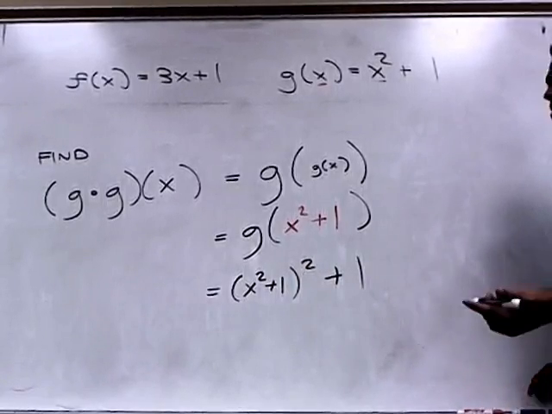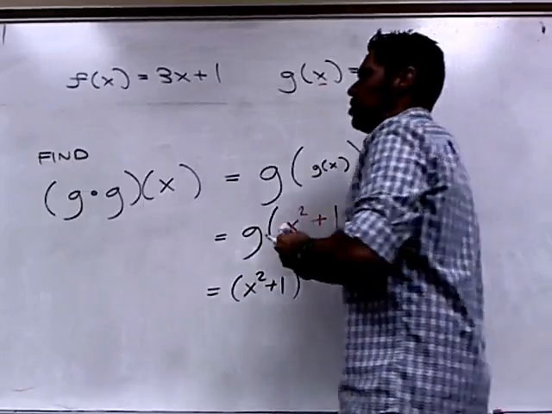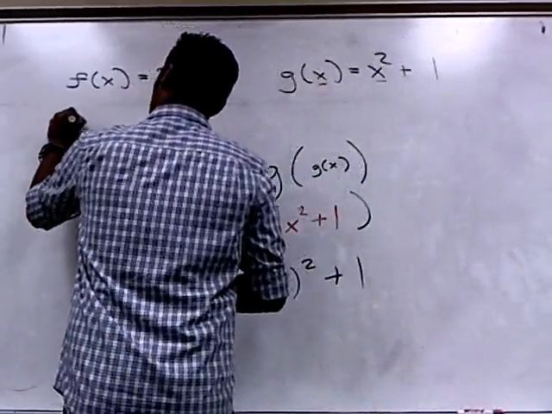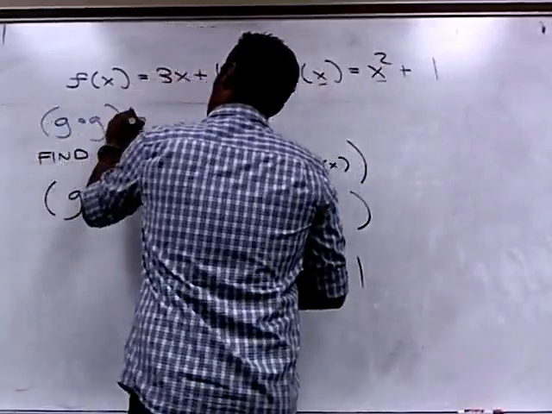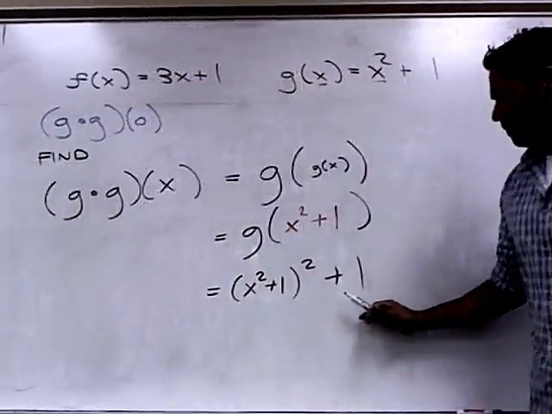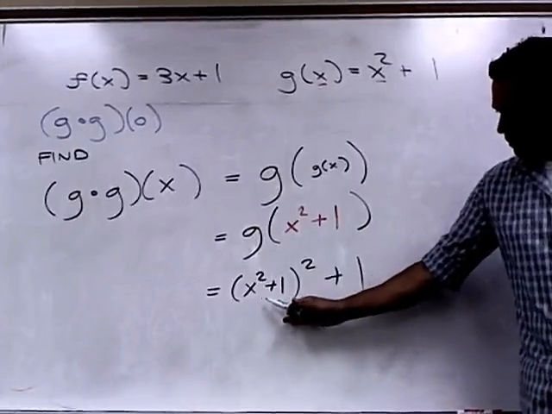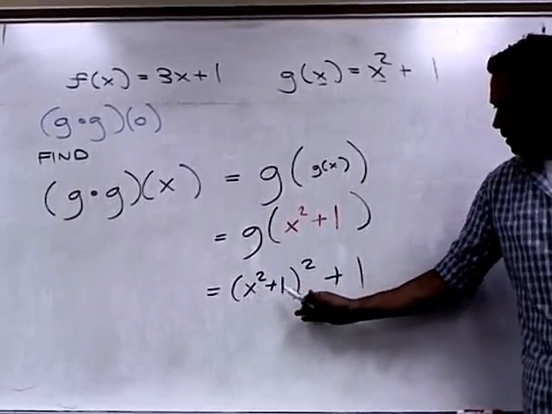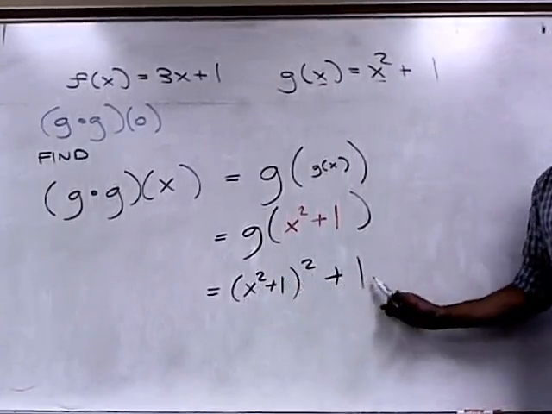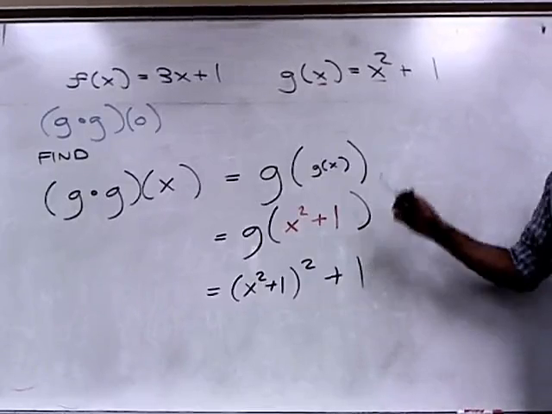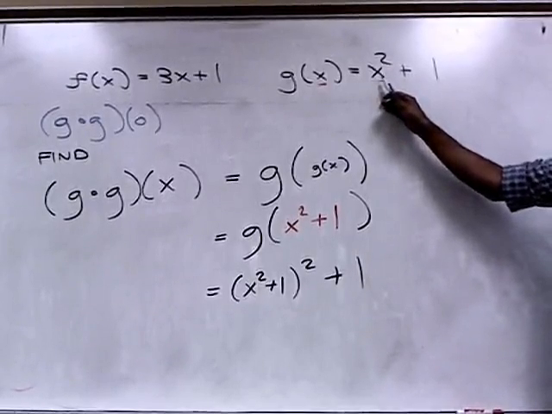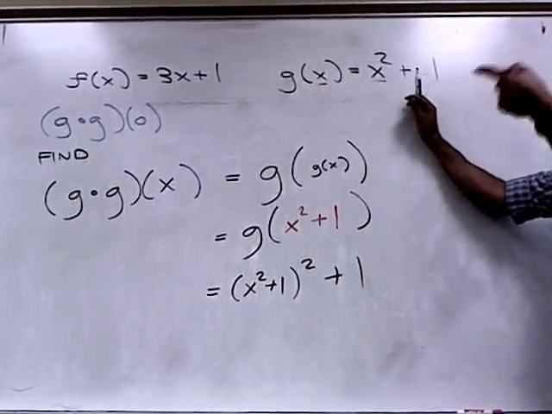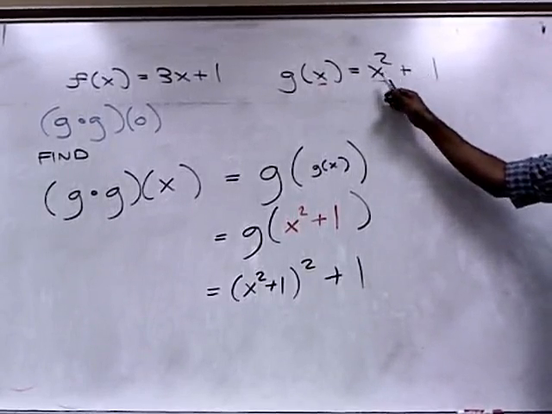So out of curiosity more than anything else, what would g of 0 be? According to this, if I plug in 0 here, I get 1, squared is 1, so I should get 2, shouldn't I? Okay, so plug 0 into this. What does it give you? 1. Take that answer and plug it back in. And you get 2.